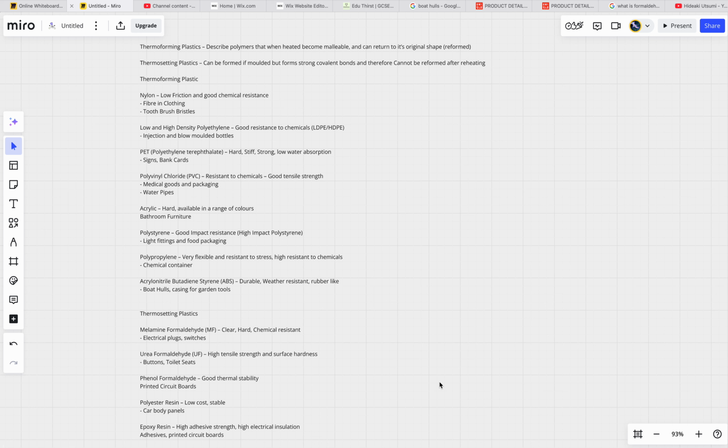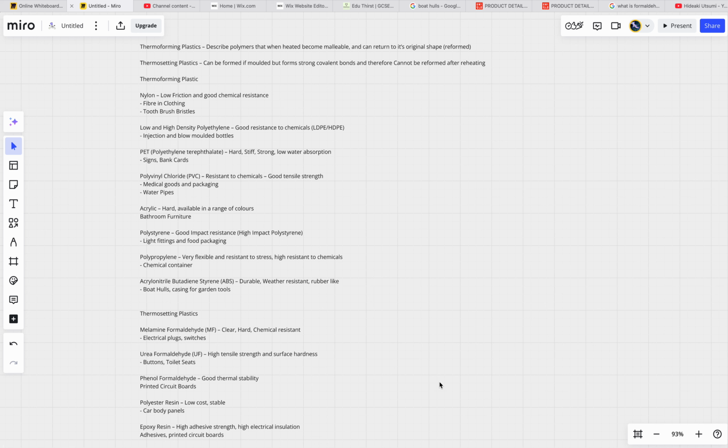So we have to know about two types of plastics. It is basically thermosetting plastics and thermoforming plastics. And the main difference is that thermoforming plastics, when heated, can return to their original shapes, while thermosetting plastics, once you heat them, form strong covalent bonds and cannot return to their original shapes essentially.